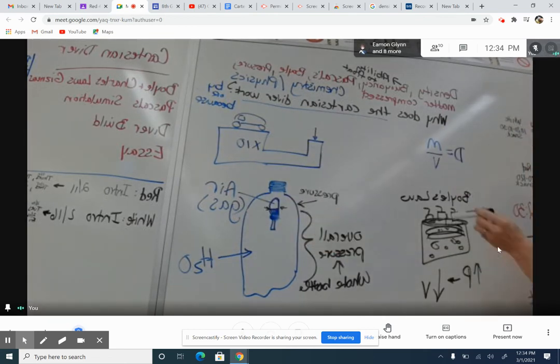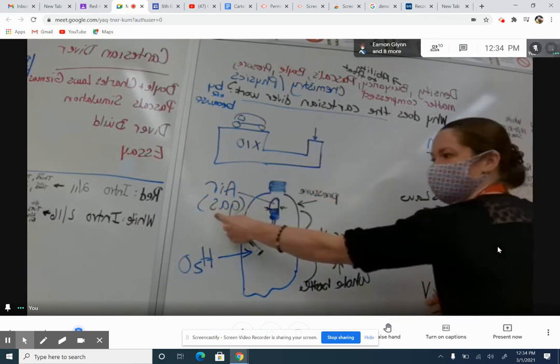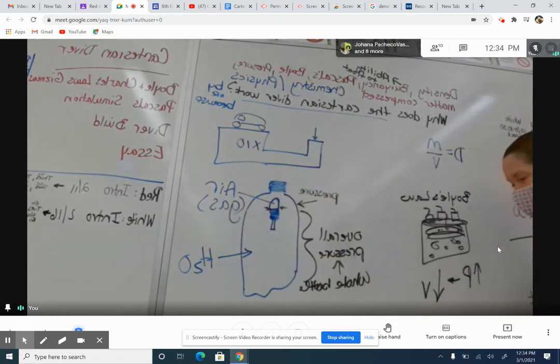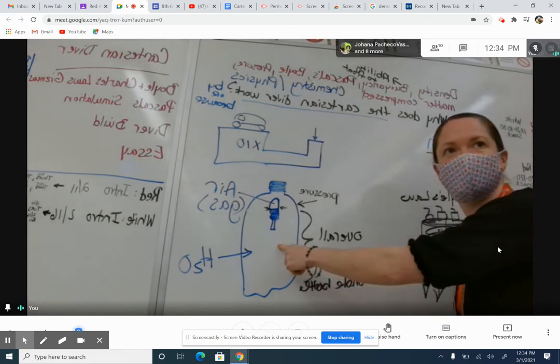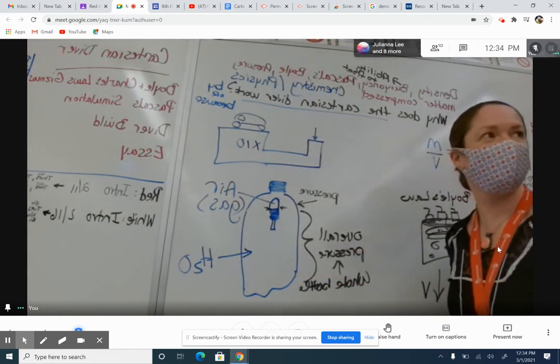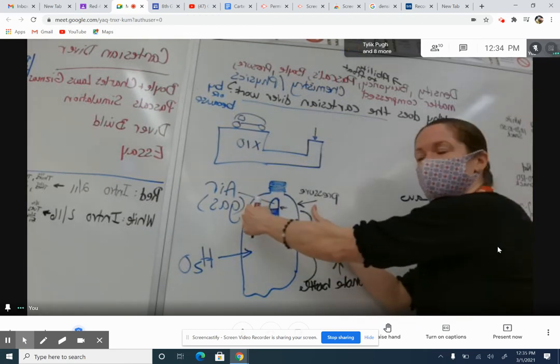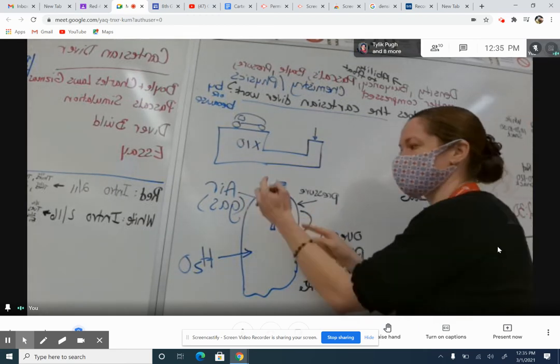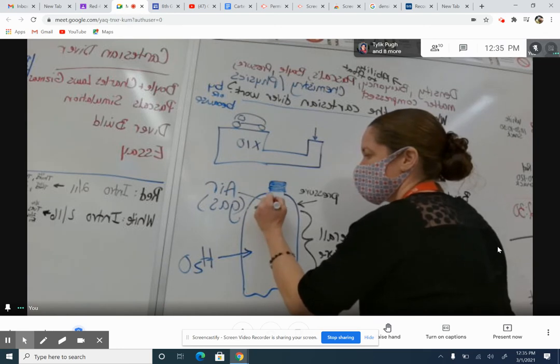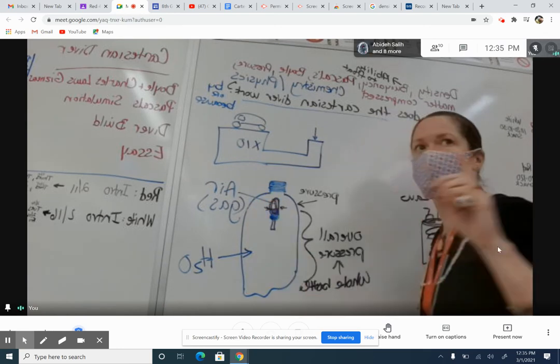The volume of gas. Is the volume of the liquid going to decrease? No. So, Boyle's law is showing us that if pressure goes up, volume goes down. Pressure goes up, volume goes down.